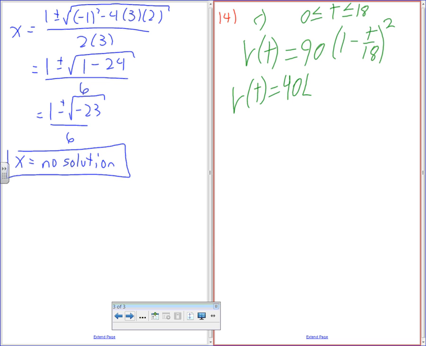So the volume's 40. Now we solve for what time that would be at. So 40 equals 90 times 1 minus T over 18, squared. Well, we get 4/9, square root.